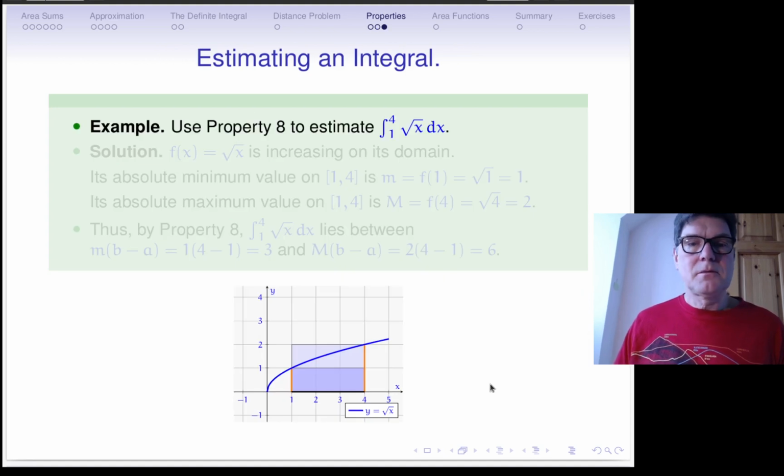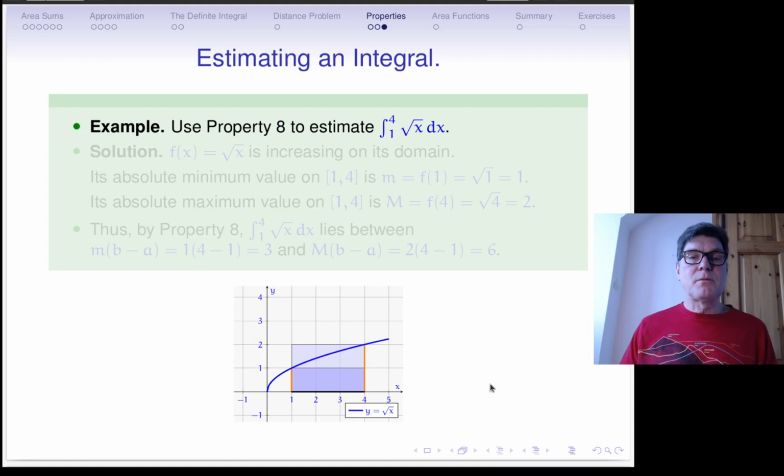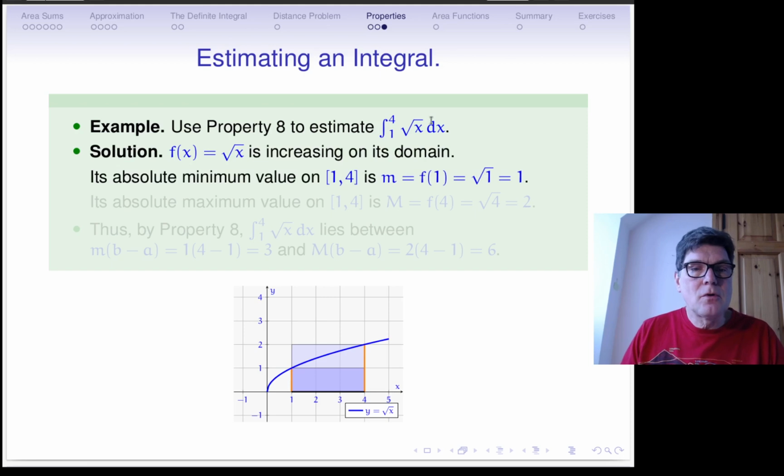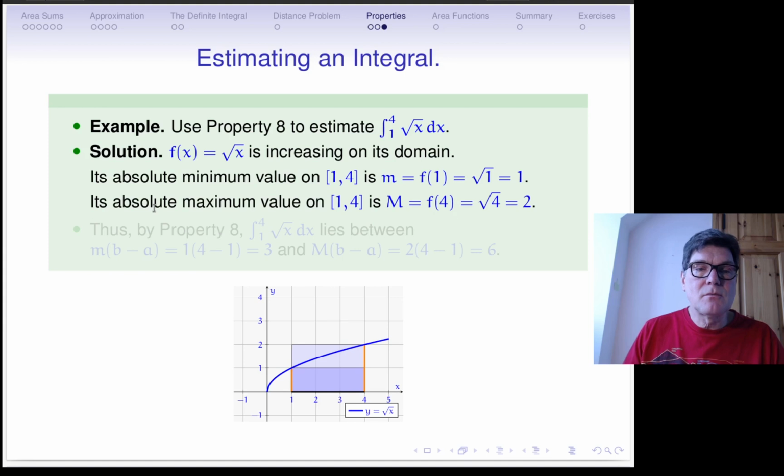Now here, final example, we can use property 8 to estimate an integral. What is the integral from 1 to 4 of the square root of x dx? Well, integrals of square roots, we'll do this properly later. For now, let's just note that the minimum of the square root function on the interval from 1 to 4 is the root of 1, which is 1, and the absolute maximum of this function over the interval is the root of 4, which is 2.